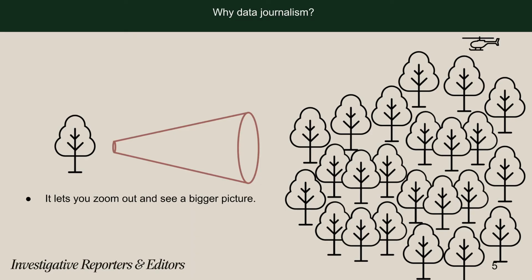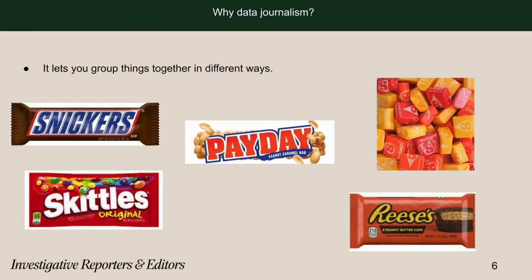Data journalism allows you to zoom out and see a bigger picture. Not just the potholes in Mike's neighborhood, but potholes for the whole city. There's a spreadsheet that the city keeps of all the pothole repairs in the city. So you can take and analyze that data set, put the data set up there for people to search through as a database and show people the bigger picture.